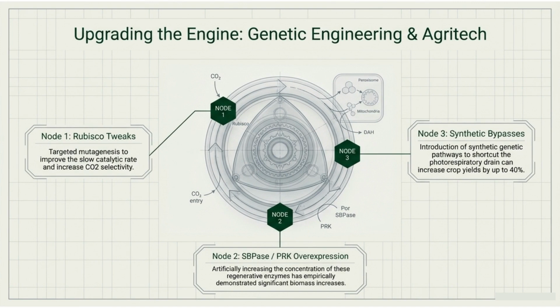Today, agritech is upgrading this ancient engine. Scientists use targeted mutagenesis to improve Rubisco's catalytic rate and CO2 selectivity. They also overexpress regenerative enzymes like SBPase and PRK to increase biomass, and introduce synthetic genetic bypasses to shortcut photorespiration, aiming to boost crop yields by up to 40%.